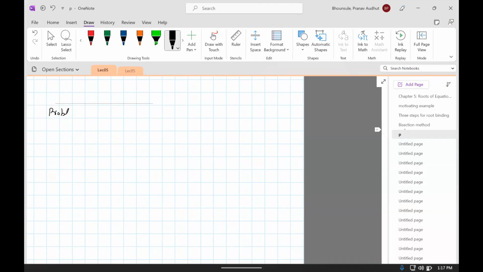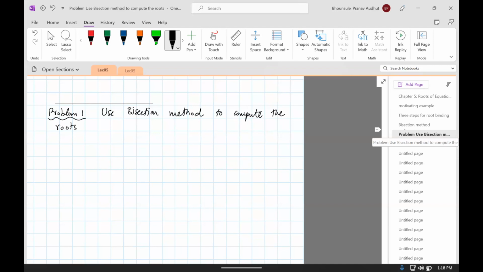So problem 1: use the bisection method to compute the root, or the roots, of the equation f of x equals x squared minus 3x.